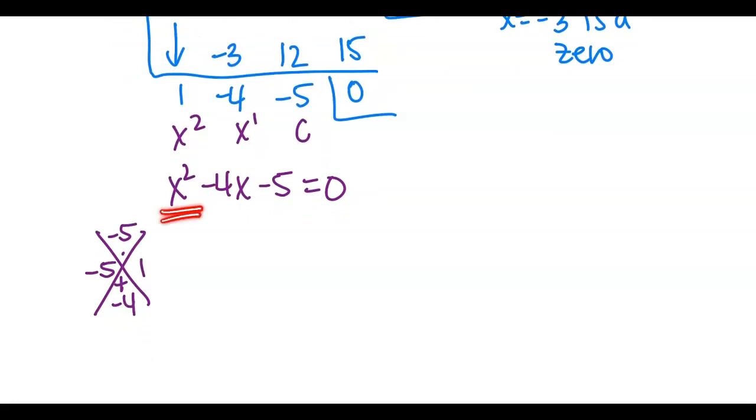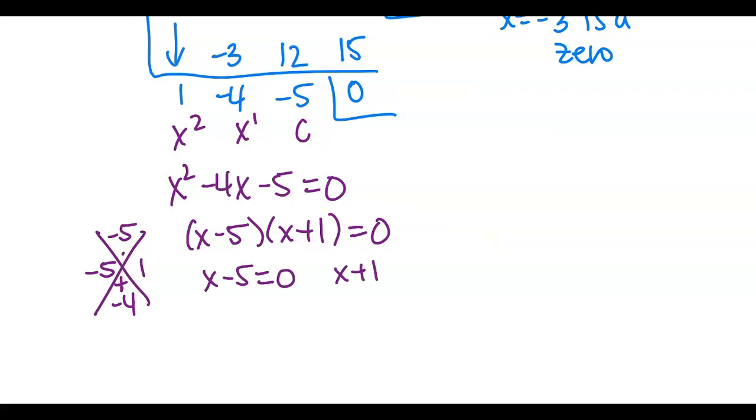Since this leading coefficient is a positive 1, I don't need to factor by grouping from this point. All I need to do is take x minus 5 and x plus 1, if I can write that correctly, and set it equal to 0. By the zero product property, we're going to take x minus 5, make that equal to 0, and x plus 1, make that equal to 0. What are the other two x-intercepts? Positive 5 and negative 1.